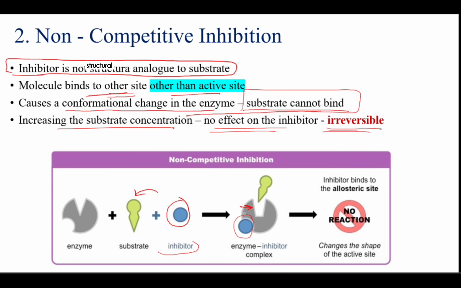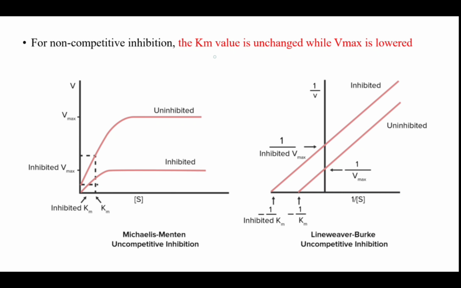It is not binding to the active site, but it is binding to another site, and therefore the reaction will be stopped. You can call it the allosteric site. It binds to the allosteric site, and therefore any increase in the substrate concentration will have no effect on the reaction, and therefore this particular inhibition is irreversible. For non-competitive inhibition, the Km value is unchanged, whereas Vmax is lowered.